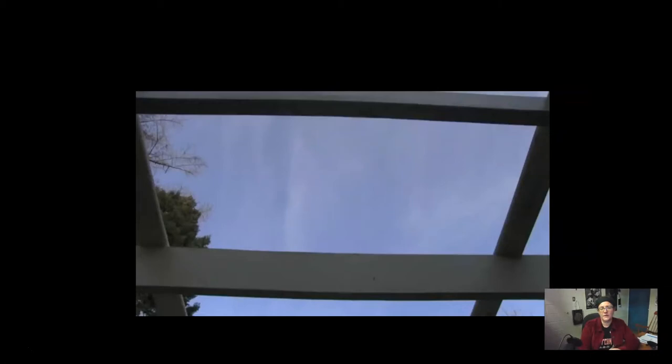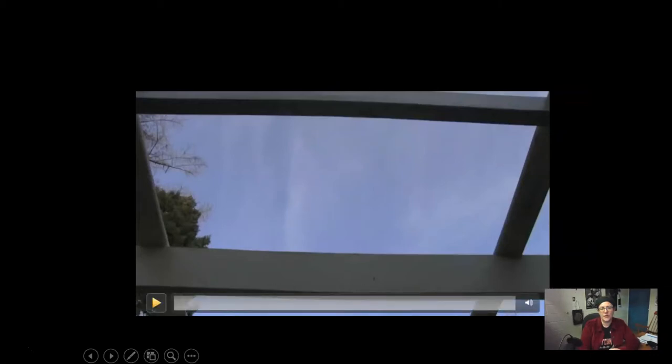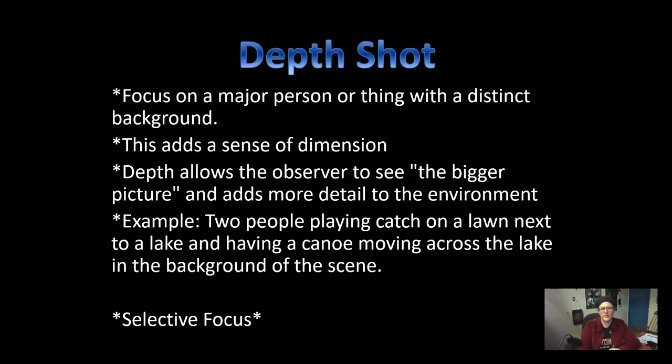All right, next. This is a review of everything. Oh, what is this? Depth shot. So we've gone wide, W, A, angled, L, low, L, linking. We've got two more letters, D and O, a depth shot. Basically, what it boils down to is you have something in the foreground and something in the background. Okay, so you focus on one major person or thing and you have a very distinct background. It allows your audience to see the bigger picture. For example, two people playing catch on a lawn next to a lake, and then behind them on the lake, a canoe passes by.